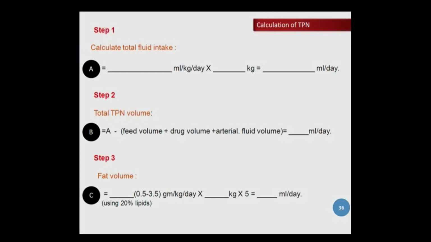In step number 3, the lipid volume is calculated. One can use from 0.5 to 3.5 grams per kg per day of lipid. Generally 20% intralipid is used. Get the entire volume in ml following the formula in front.